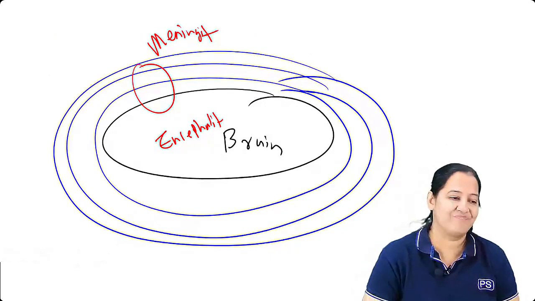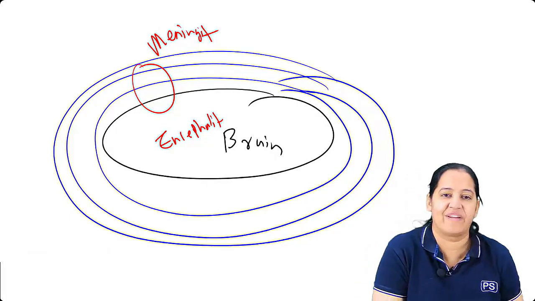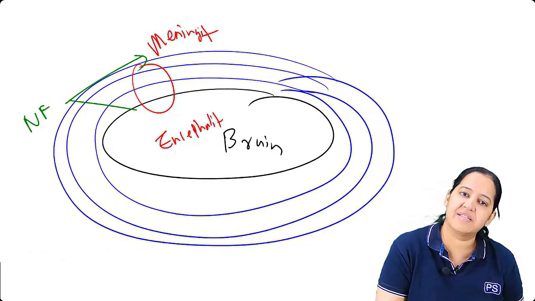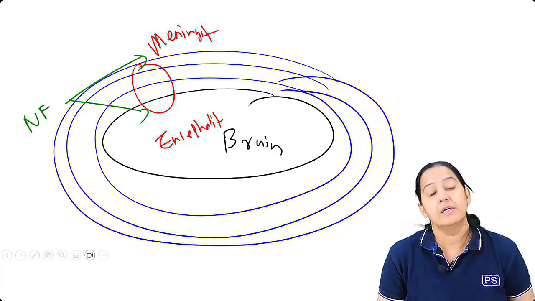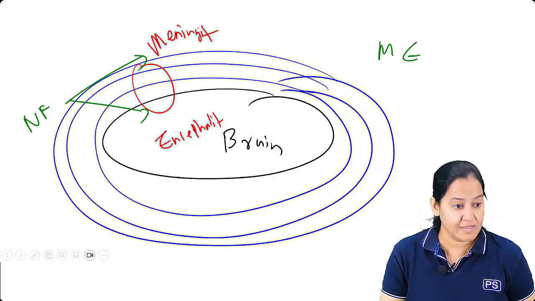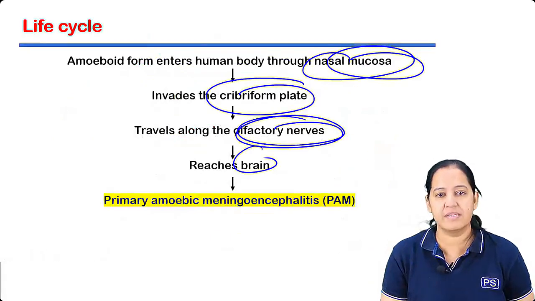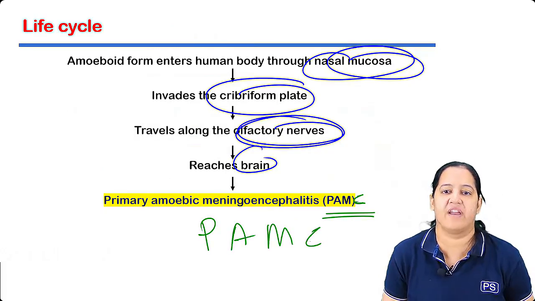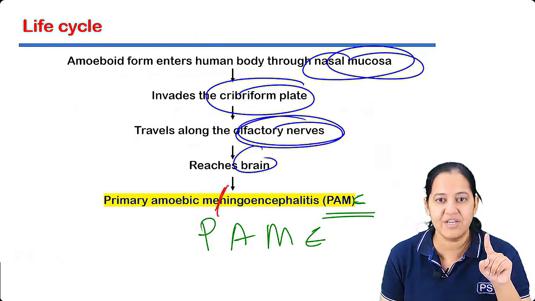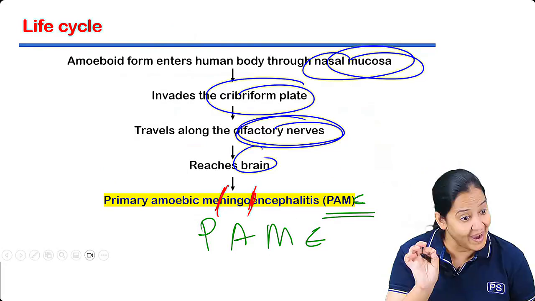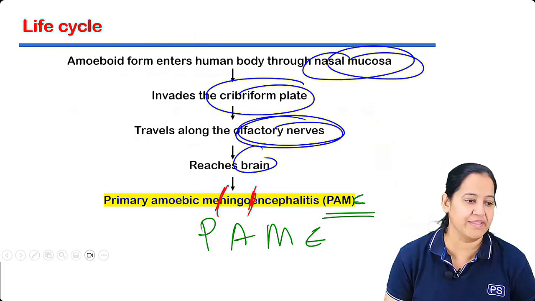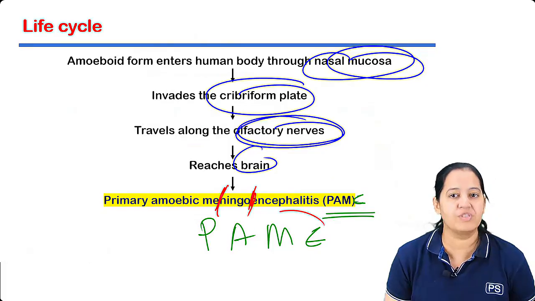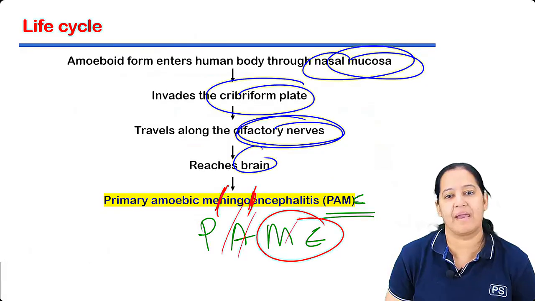Currently, I am interested in Naegleria fowleri. Naegleria fowleri causes meningitis as well as encephalitis. Got my point? So it causes meningoencephalitis. It causes a disease known as PAME, primary amoebic meningoencephalitis. I want you to highlight meningitis as well as encephalitis. It will give you a clue in the question. Meningoencephalitis, it does both things, right? Primary amoebic meningoencephalitis.